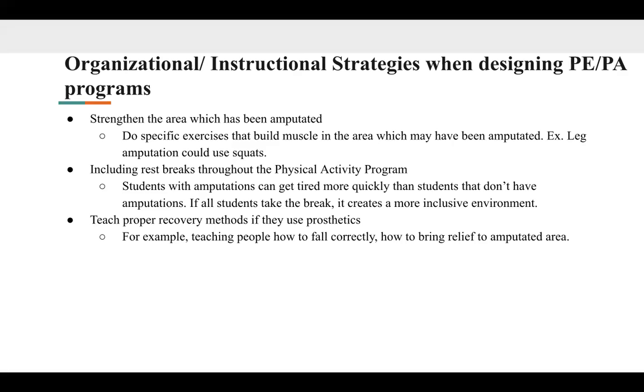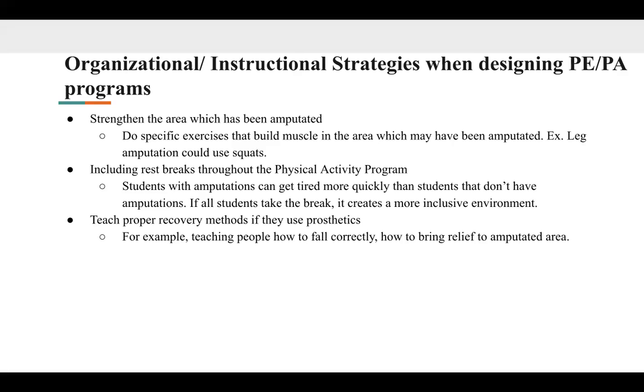Organizational and instructional strategies when designing PE or physical programs. Strengthen the area which has been amputated. By that means, do specific exercises that build muscle in the area which may have been amputated. For example, with a leg amputation, you could do squats to help strengthen those muscles.